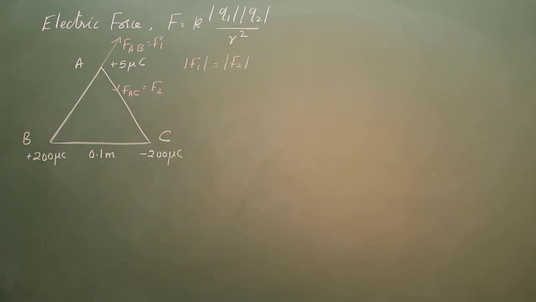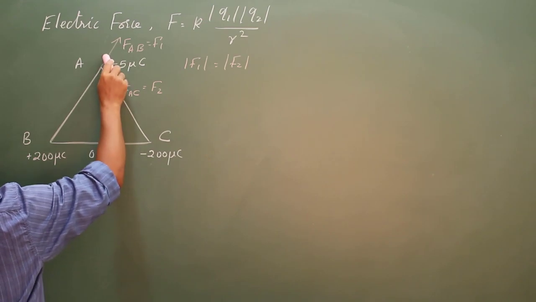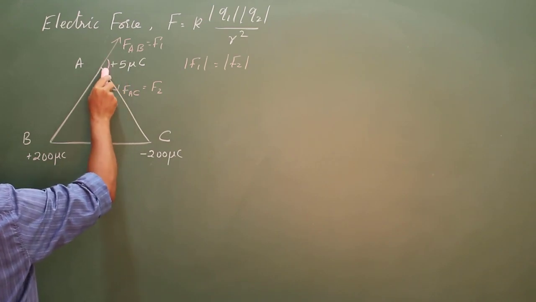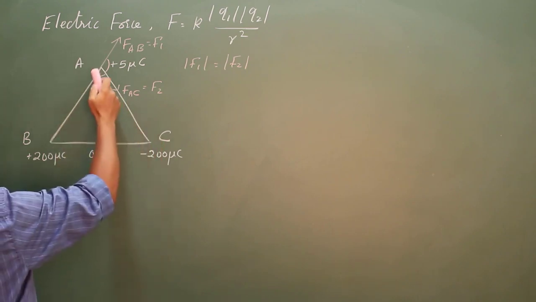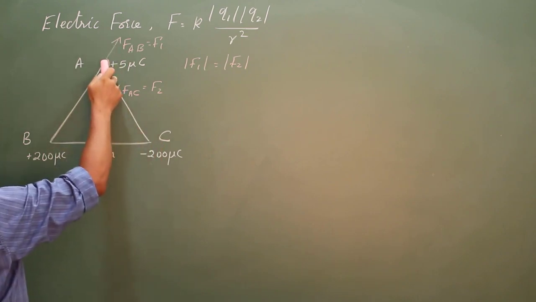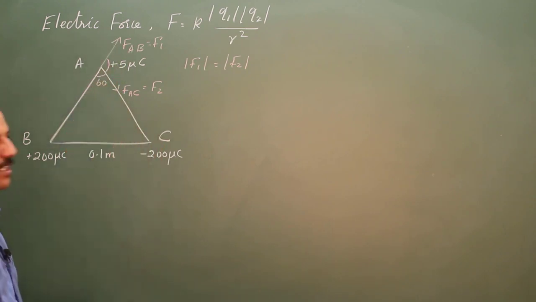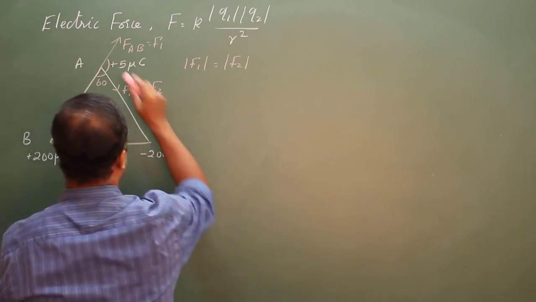And I can also say that the angle between F1 and F2, so this being a straight line, so this angle, I know this angle is 60 degrees here because it's an equilateral triangle. So therefore this angle between F1 and F2 has to be 120 degrees. So what is the resultant force acting on that?